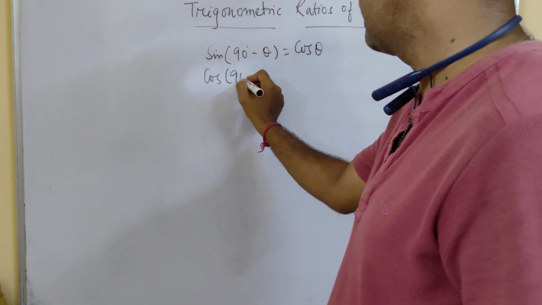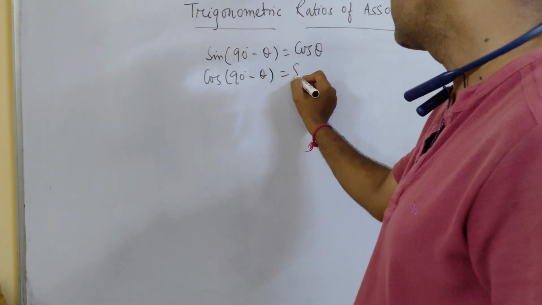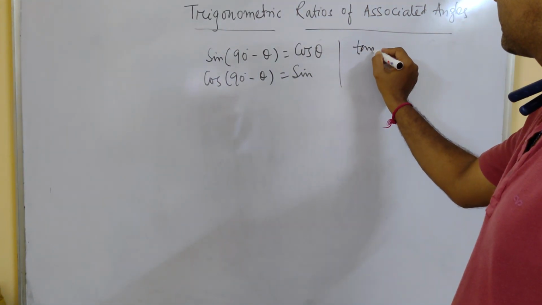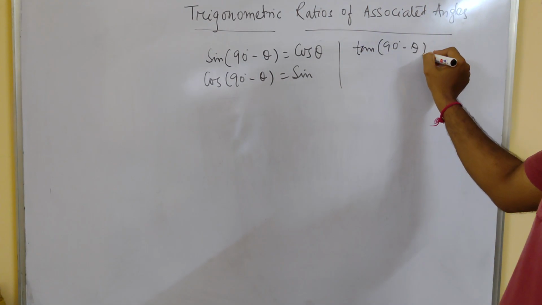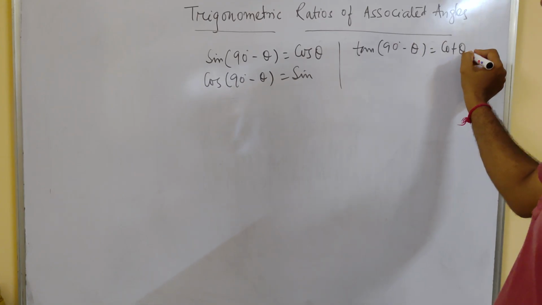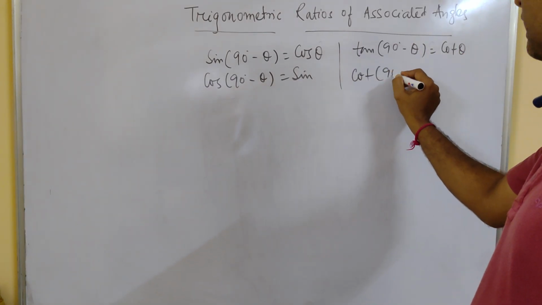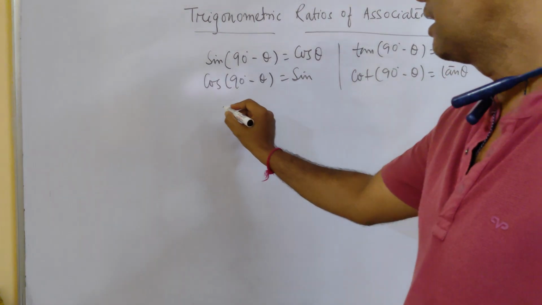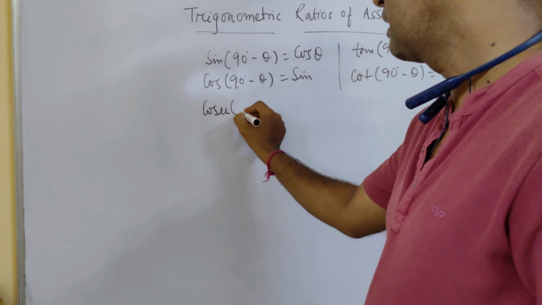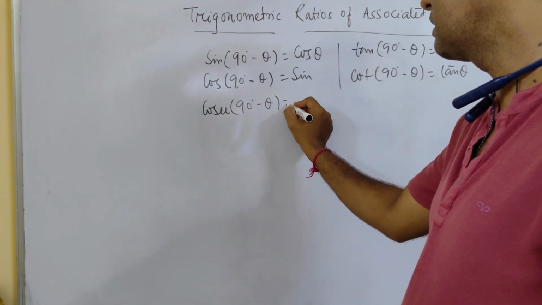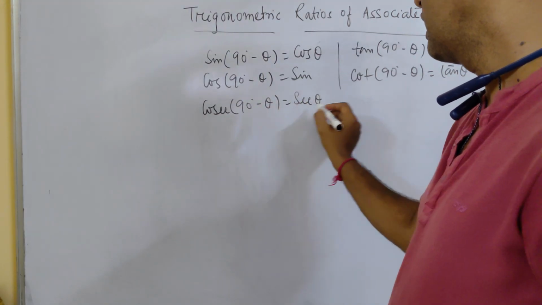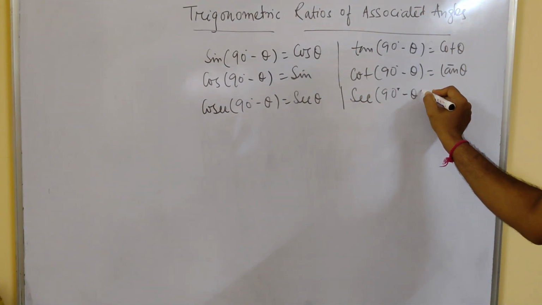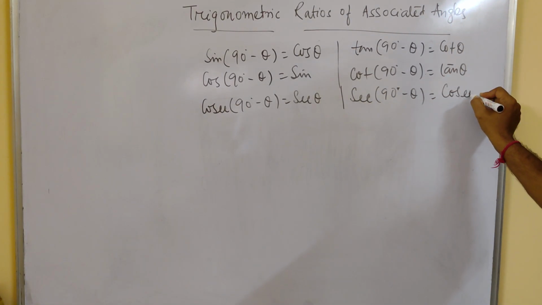Cos 90 degree minus theta is equal to sin theta. Tan 90 degree minus theta is equal to cot theta. Cot 90 degree minus theta is equal to tan theta. Cosec 90 degree minus theta is equal to sec theta. And sec 90 degree minus theta is equal to cosec theta.